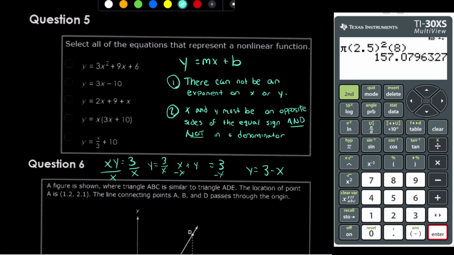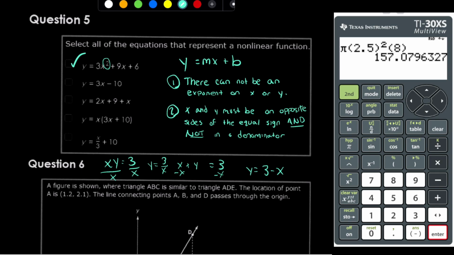So let's check our rules. Number 1, y equals 3x squared. Stop. 3x squared. That's a nonlinear function. 2, y equals 3x minus 10. That's already in the form of y equals mx plus b. So that's a linear function.